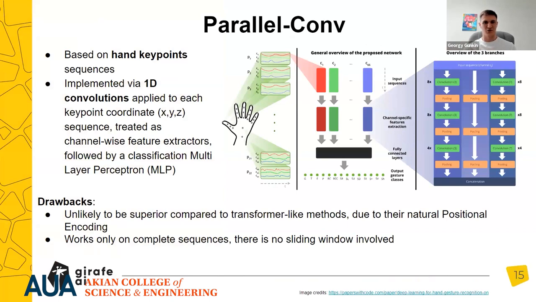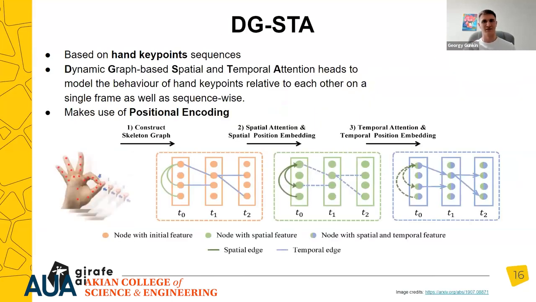And the other drawback is it works only on complete sequences, which is not the case in real-world scenarios, where we have to actually use a sliding window because we never know when the gesture is ending. Then the DG-STA does spatial and temporal attention with the key points and makes use of positional encoding. And as we'll show, this is the best approach we found so far for hand key points.